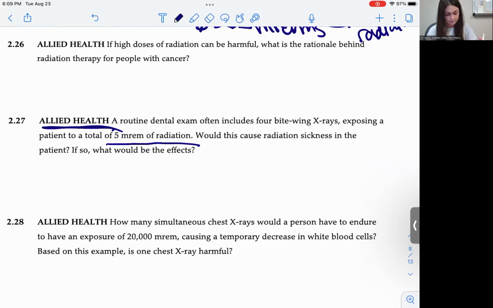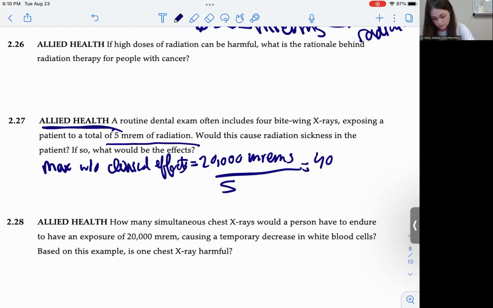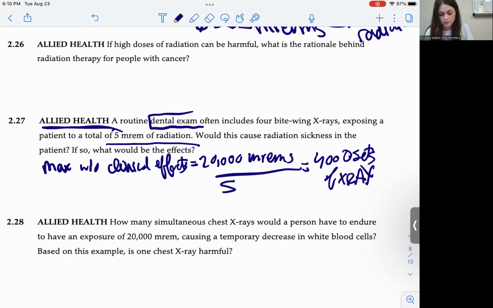Well, the max amount of radiation without clinical effects is going to be 20,000 millirems. So if you have only 5 millirems, you would divide this number by 5, which means you would have to get 4,000 sets of these x-rays to have those effects. So definitely go and get your routine dental exam done. It's probably better that you do.